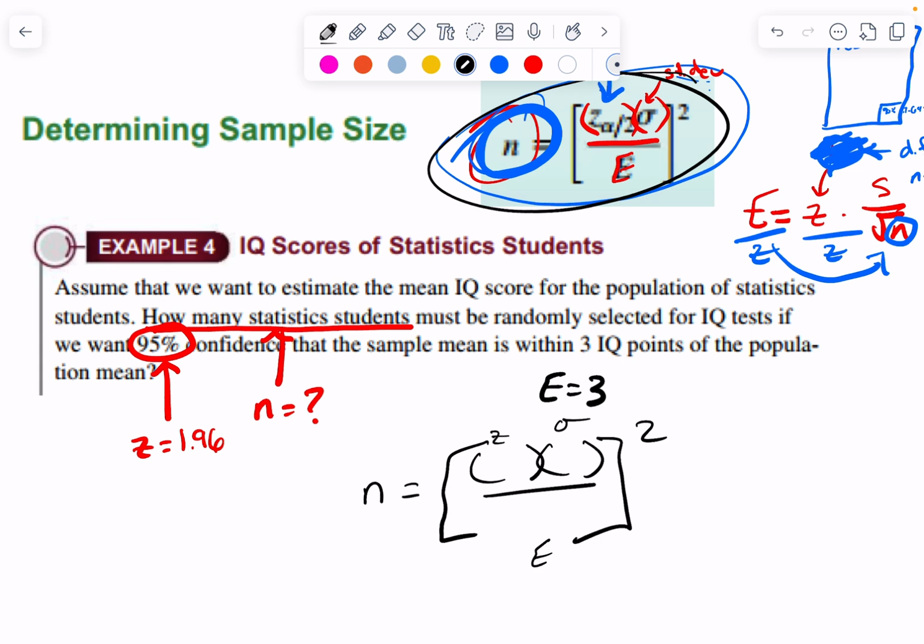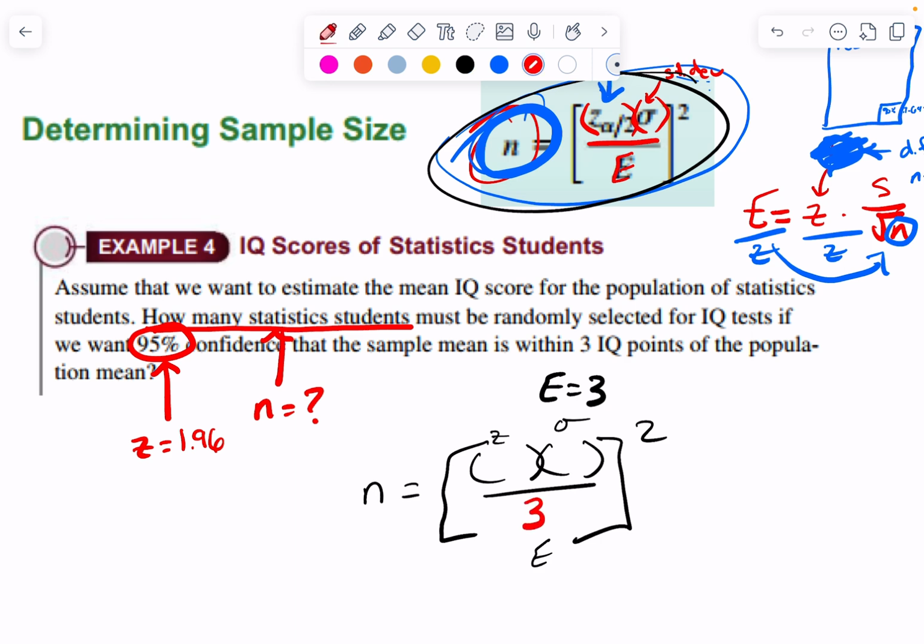They don't give me a standard deviation, and that was a typo. I remember this, but I don't remember what the standard deviation is, and I don't have my book in front of me. Let's make up something. They have to give you a standard deviation, otherwise you're just SOL.